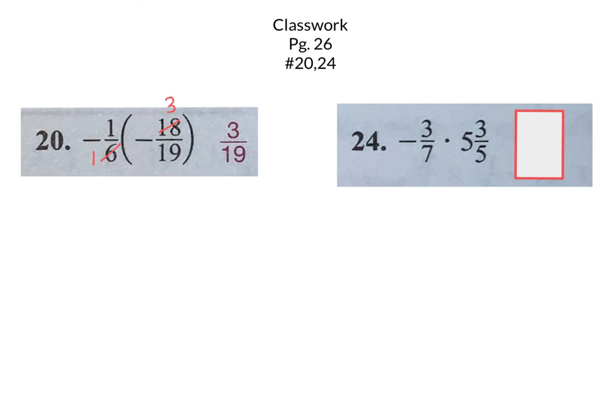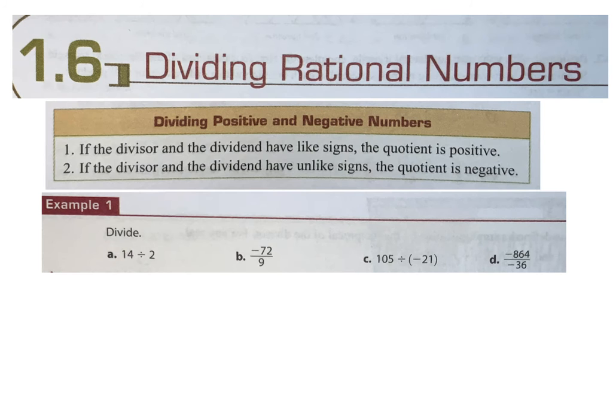All right, for this one I need to convert, so I have negative 3/7, and then what does 5 3/5 convert to as an improper fraction? 28/5. Can I reduce here? Yes. Yeah, what can reduce? My 7 and my 28. Positive and negative, so my answer is going to be negative 12/5 was my answer.